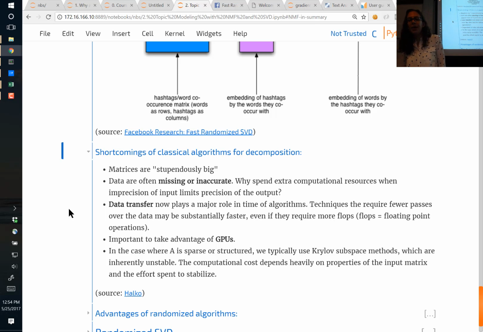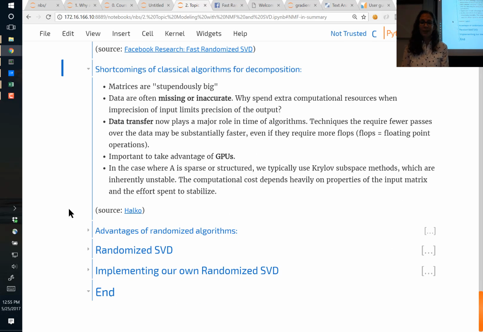Data transfer now plays a major role in the time of algorithms. So we talked about this last time, that traditionally this idea of computational complexity, or big O, has been how speed is measured. And it's still definitely an important concept, but in practice, a lot of time is spent taking things from disk or even from RAM into your cache or registers, and you really want to take advantage of that. And so techniques that require fewer passes over the data can be substantially faster, even if they technically have more steps in them. We also want to be able to take advantage of GPUs.